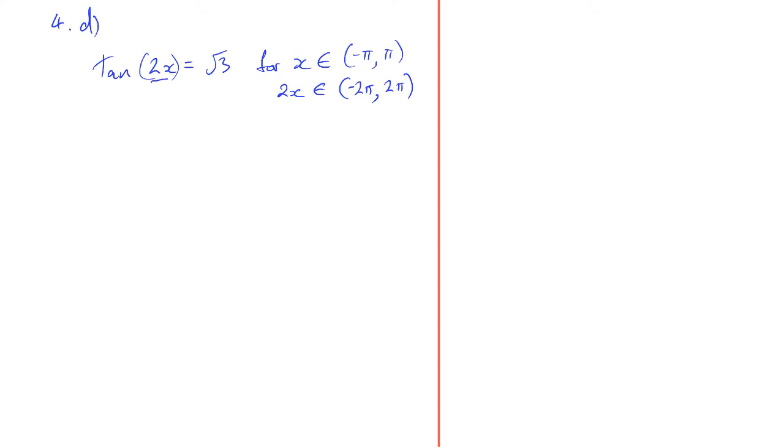Now I have root 3, which tells me that it is in the 60-30 or the pi on 3, pi on 6. So 60 is pi on 3, 30 is pi on 6, 1, 2, root 3. It's that triangle, tan being opposite over adjacent. We can see that it relates to the value of pi on 3. That gives me a value of root 3.